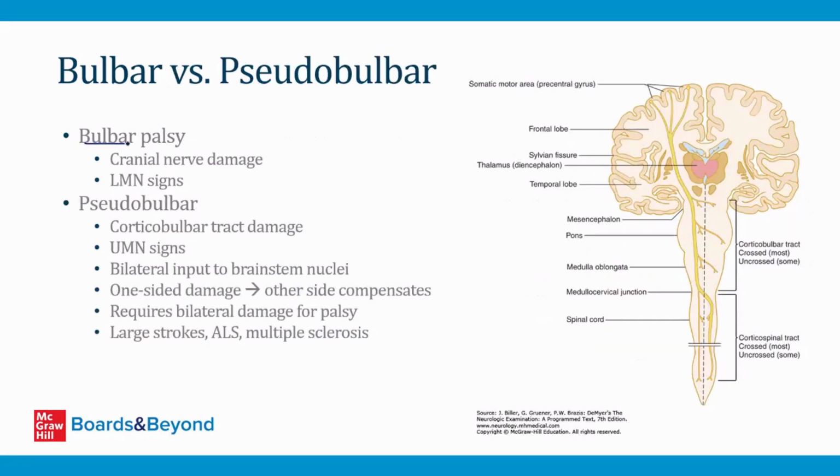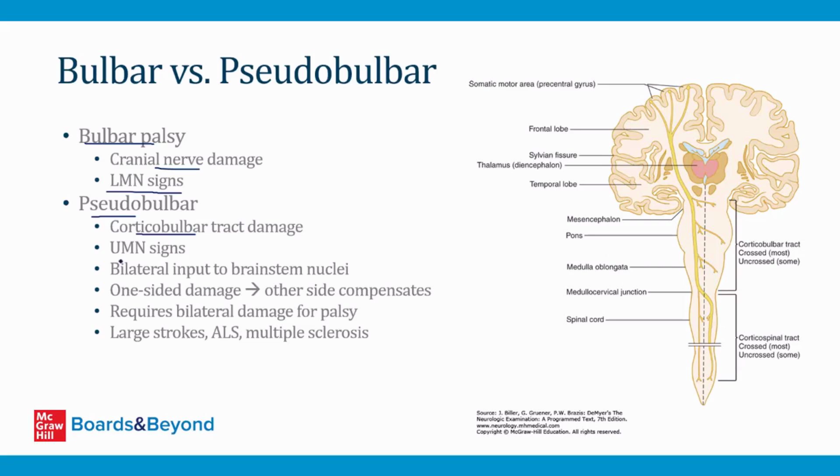So a bulbar palsy refers to a cranial nerve lesion that leads to lower motor neuron signs of all those muscles that we talked about on the last slide. A pseudobulbar palsy is the term that we use to describe an upper motor neuron lesion of the bulbar muscles. This happens when there's damage to the corticobulbar tract, not the corticospinal tract. That tract sends upper motor neurons to the spinal cord. The corticobulbar tract sends upper motor neurons to the brainstem and the bulbar region.